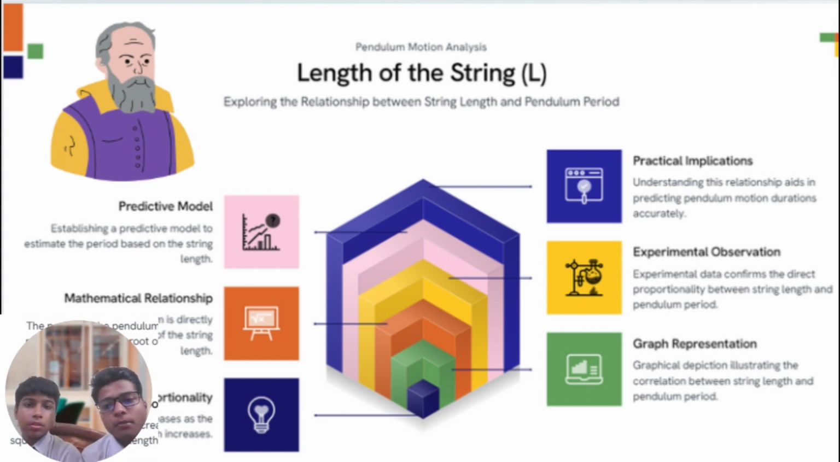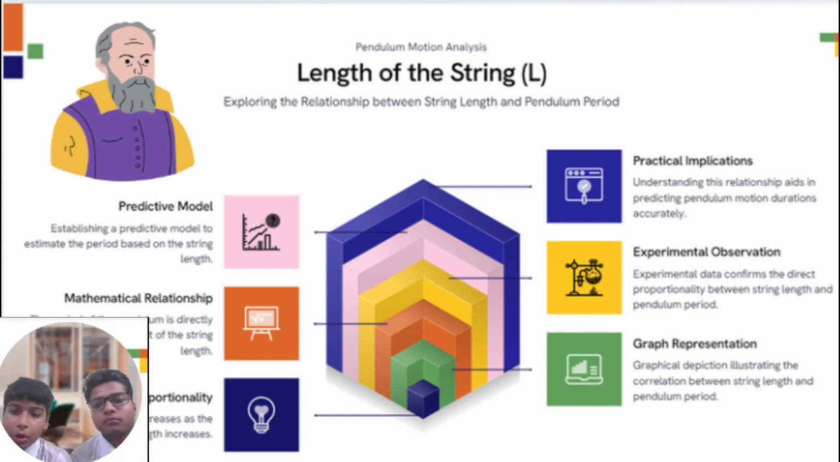Now we will tell you about the relationship between string length and pendulum period. Predictive model: establishing a predictive model to estimate the period based on the string length. This is very helpful for a simple pendulum. Mathematical relationship.